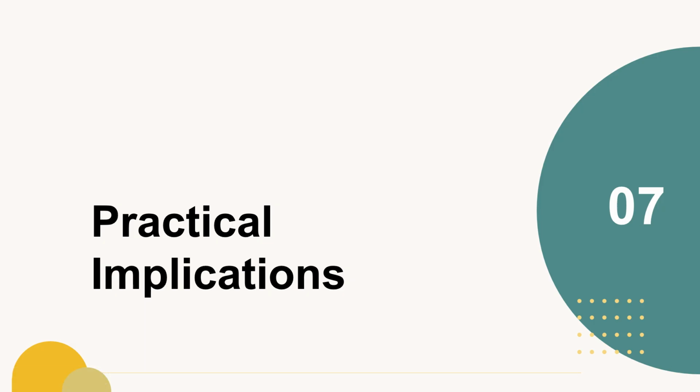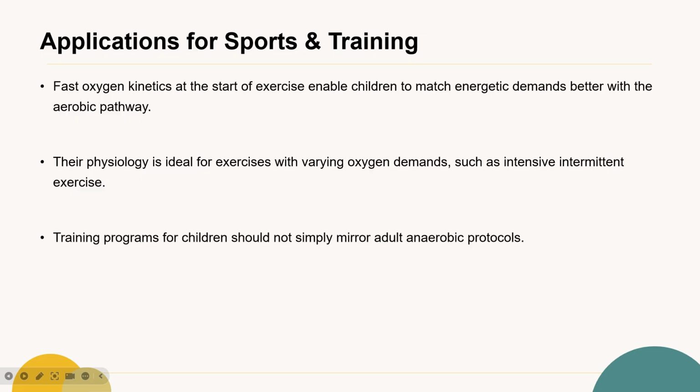And the next is practical implications. These findings have vital practical implications for applied sports, because children have lower energetic demands and rely more on the aerobic pathway. Their physiology is ideal for exercise with varying oxygen demands, such as intensive intermittent exercise.